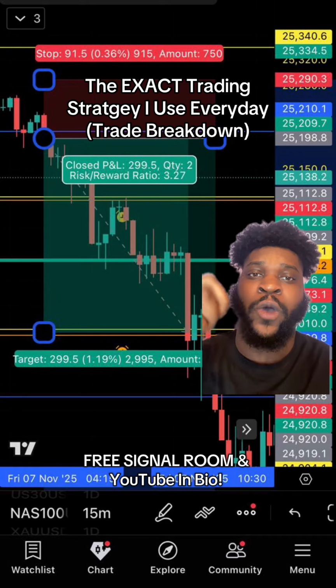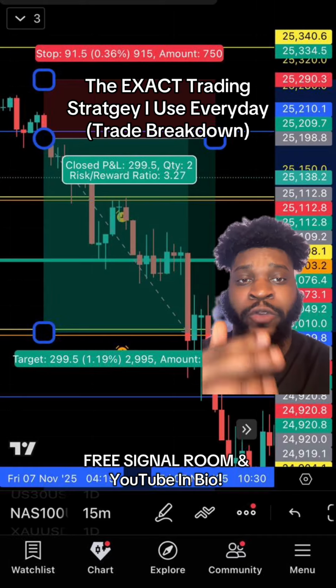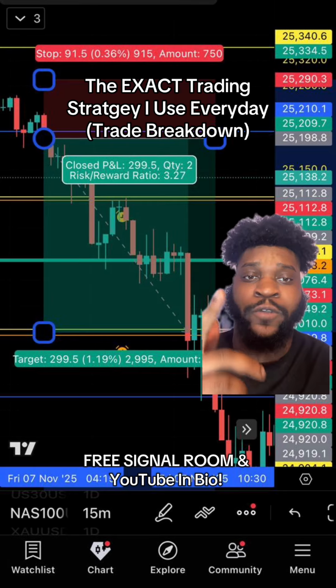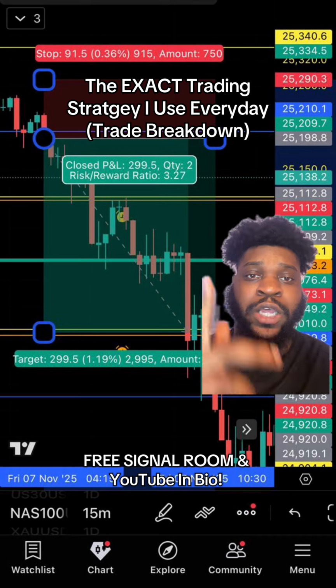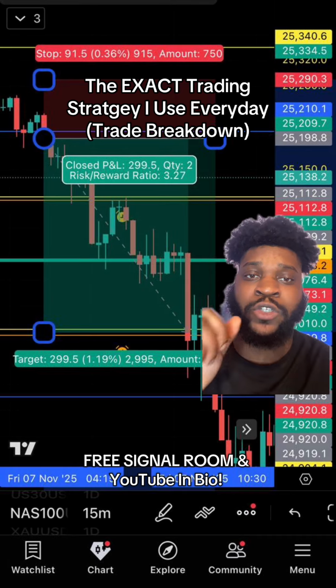It ended up being a beautiful 1 to 3 risk reward ratio setup, meaning whatever you would have risked, you would have made 3 times that amount. So if you would have risked $100, you would have made $300. If you would have risked $1,000, you would have made $3,000 off this one trade alone.